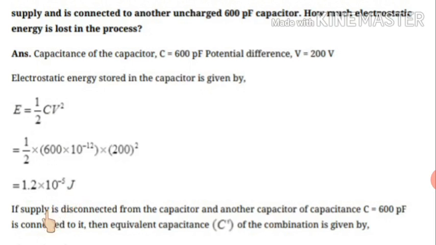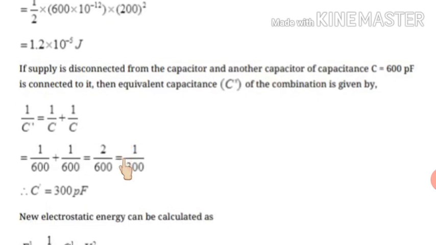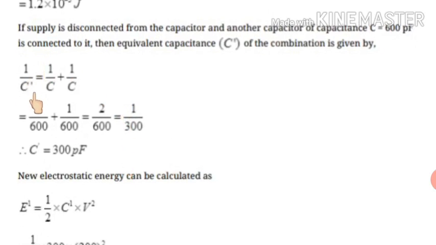Now this capacitor is disconnected from the supply and then it is connected to another capacitor whose capacitance is how much? 600 picofarad. So now we have a combination in which two capacitors are there. So what we are supposed to do is calculate its equivalent capacitance. Okay, so its equivalent capacitance we can easily calculate by this: 1 upon C dash is equal to 1 upon C plus 1 upon C, because both the capacitors have the same capacitance, that is 600 picofarad. So in place of C we have written 600, again in place of this C we have written 600. Then we will solve it. So finally what will be the value of the equivalent capacitance? It will be 300 picofarad.